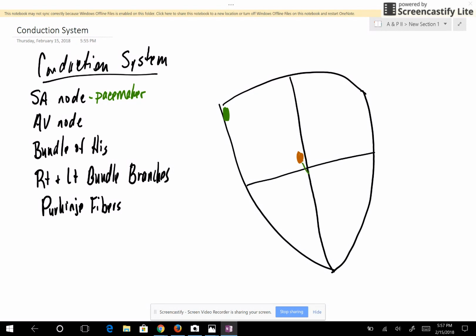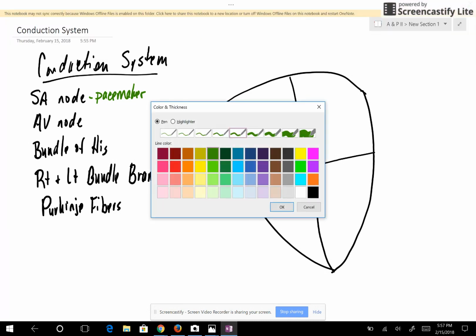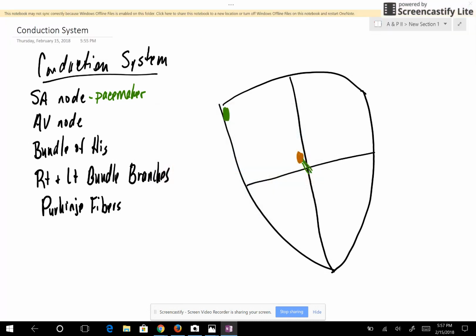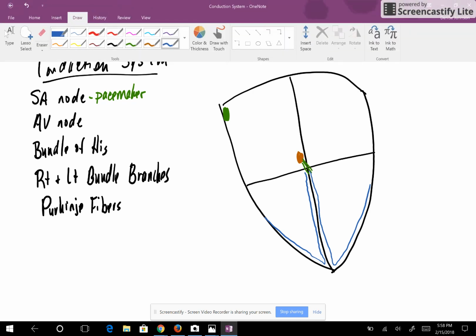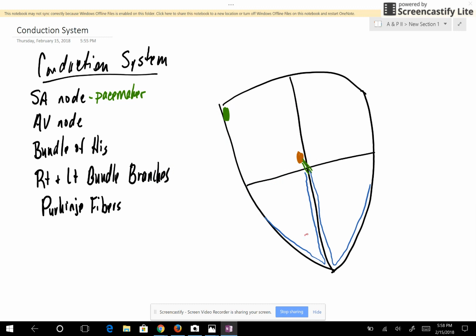Then we have the bundle of His, which is going to be these little short fibers going towards the ventricles. There is a right and left bundle branch. The bundle of His carries the information to the right and the left bundle branch at the same time. So here we have our left bundle branch. We already drew our right bundle branch in. And then the bundle branches are going to give the information to the Purkinje fibers. So here are the Purkinje fibers.